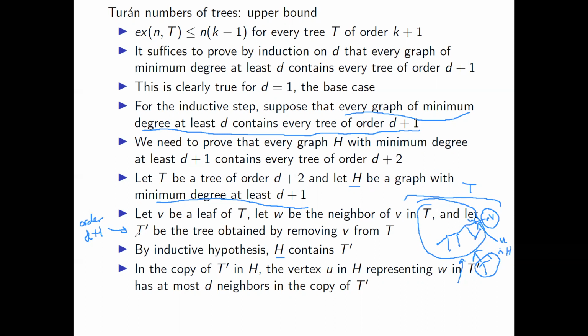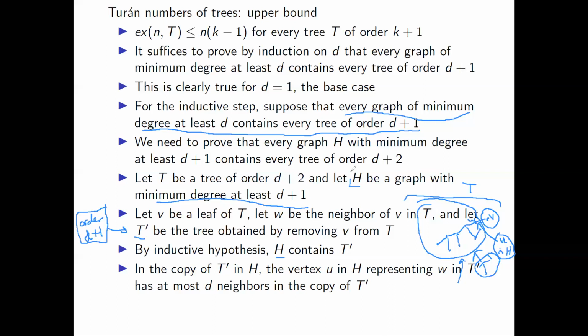We see again that T prime right here has order D plus 1. So any vertex in T prime has at most D neighbors in T prime, where D is equal to the number of vertices in T prime minus 1. So any vertex in a graph of order X has at most X minus 1 neighbors in the graph, all of the vertices except for itself. So this vertex U in H, which represents W in the copy of T prime, has at most D neighbors in the copy of T prime.